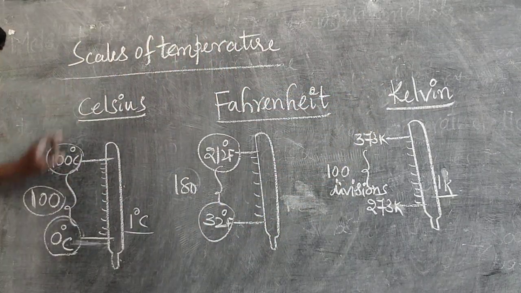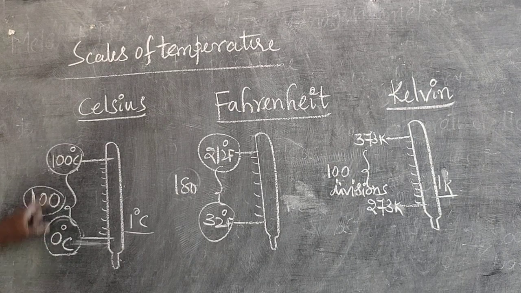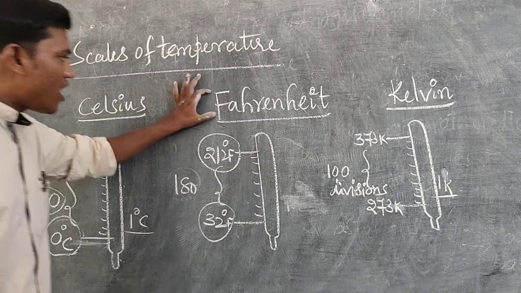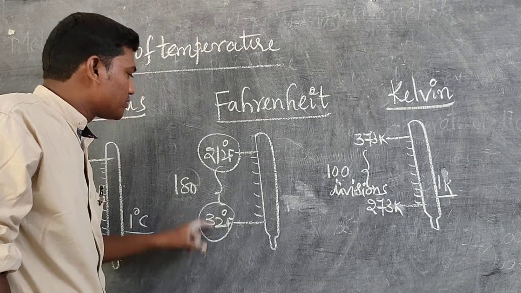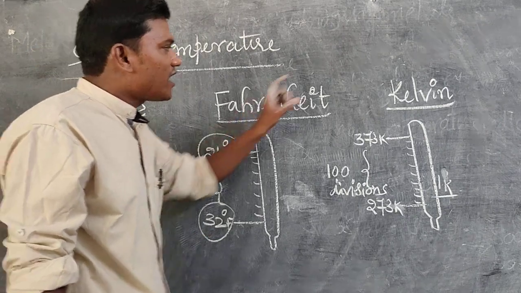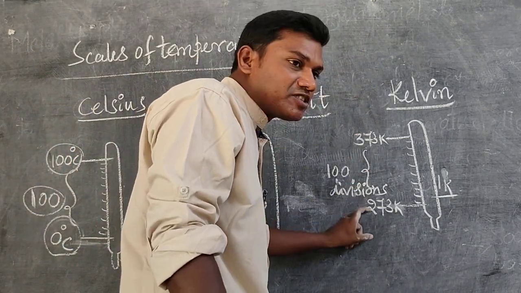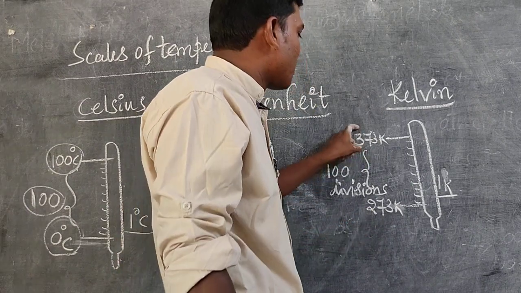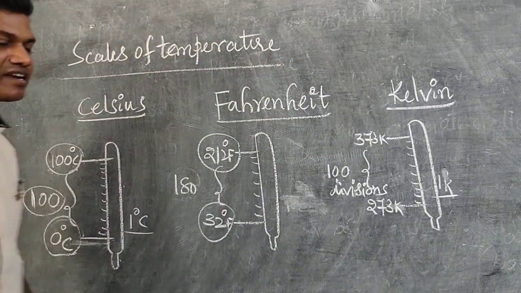Now in the Celsius scale, what is the lower fixed point? 0, and the upper one is 100. In the Fahrenheit, the lower one is 32, the upper one is 212. And in the Kelvin scale, the lower fixed point is 273 and the upper fixed point is 373 Kelvin.